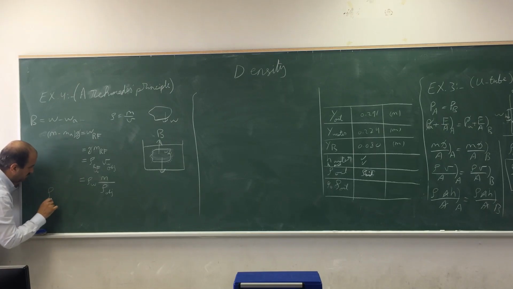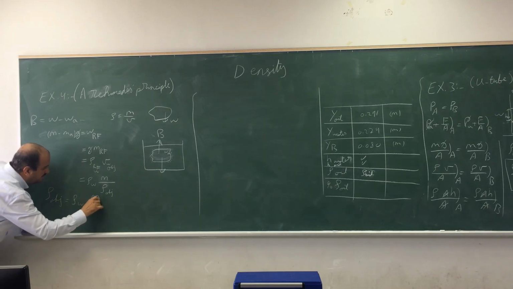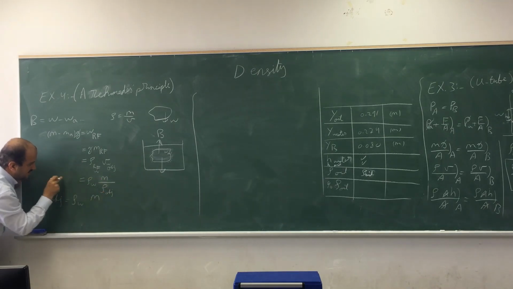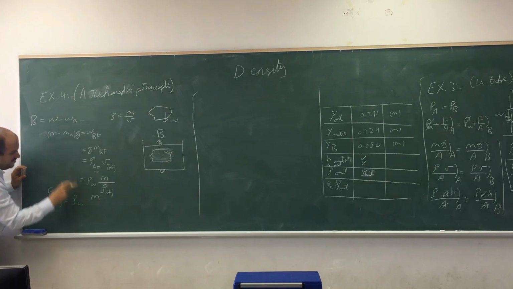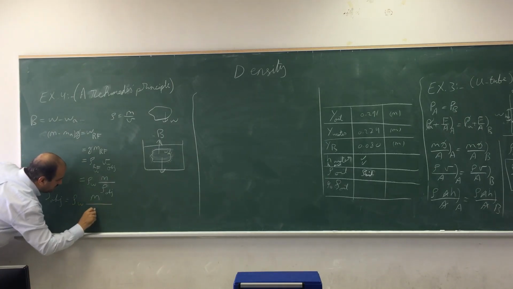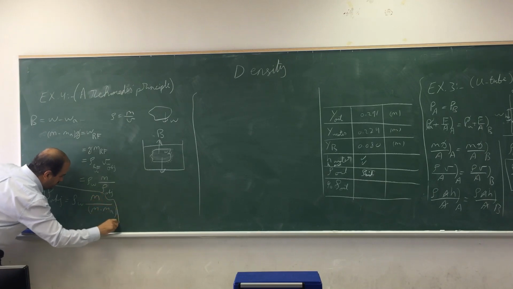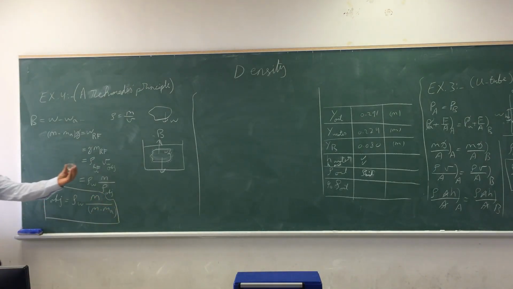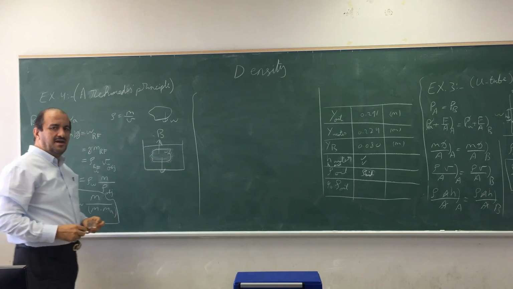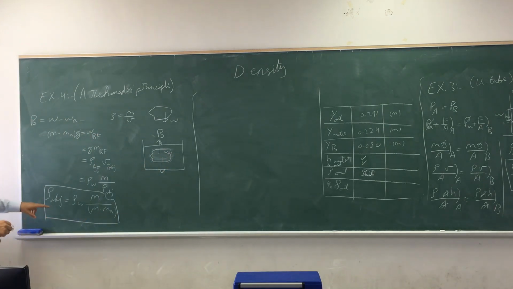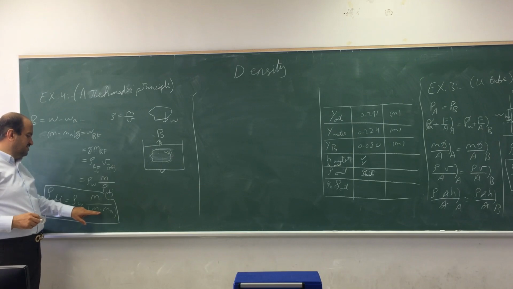This will give us the density of this object should equal the density of the water multiplied by the mass, this side as is, and I take this to that side, and I will take this M minus M apparent in the denominator. This is the formula which will be used experimentally to measure the density of any unknown object by using Archimedes' principle, which equals the density of the fluid, in our case water, multiplied by the mass divided by the mass minus the apparent mass.